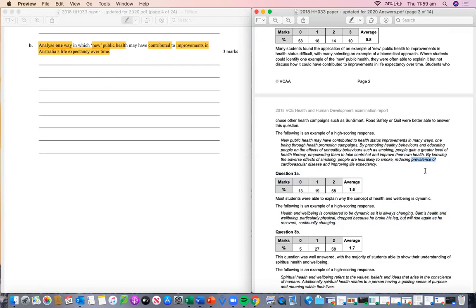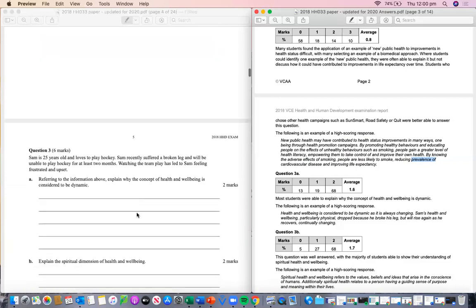Because you're focusing specifically on the disease, which then allows you to explain that it has affected life expectancy in an improved way. Without having that key area, you're not going to get that 3rd mark. So it's important to make sure that you're using key terms within that, just to make sure we're all on the same page.